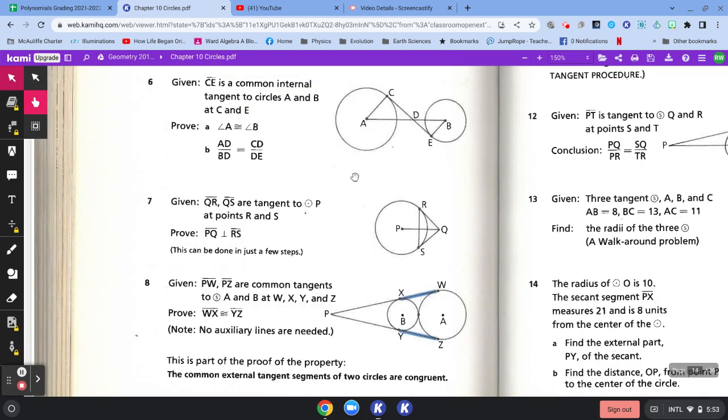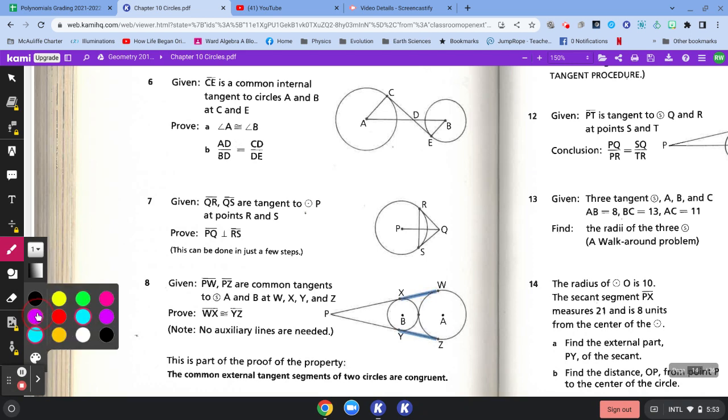Okay, for this one, we're going to be applying some similarity stuff and proportionality stuff. So on number 6, we were told CE is a common internal tangent to circles A and B, and it's tangent at C and E. So think about what that will mean for us. I will go ahead and note that it means this, for one thing, and this as well. All right, so consider how you could figure out that angles A and B are congruent and how you might work out this set of proportions. AD is to BD as CD is to DE.